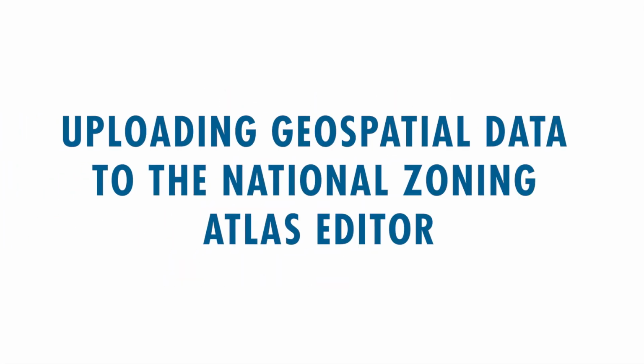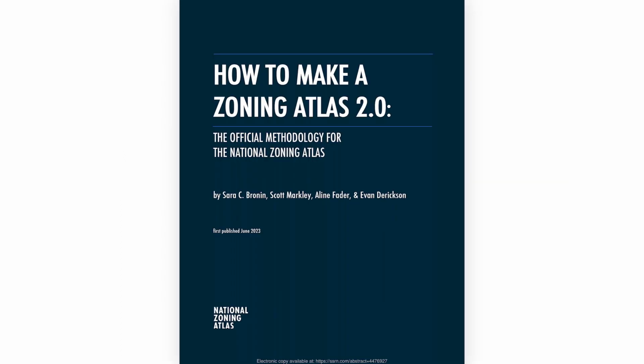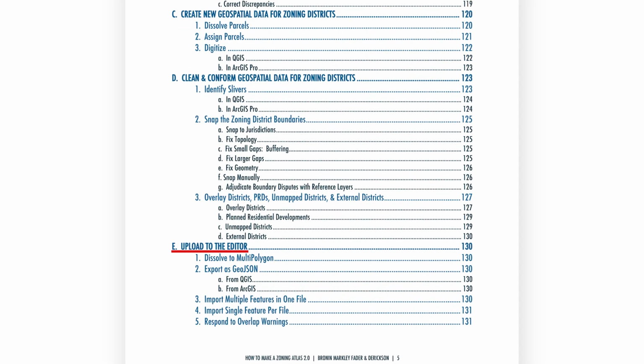This video will show you how to upload geospatial data to the National Zoning Atlas editor. Usually, a team's geospatial analysts will be in charge of this task. The information discussed in this video corresponds to Section 5E of the How to Make a Zoning Atlas Guide. This tutorial uses QGIS to demonstrate these steps. If you are using ArcGIS, please refer to the guide for alternate instructions.